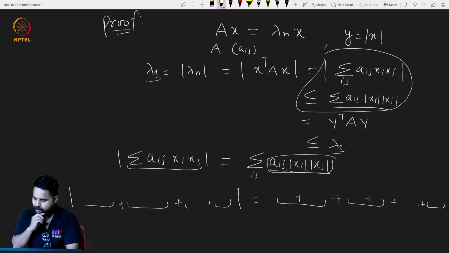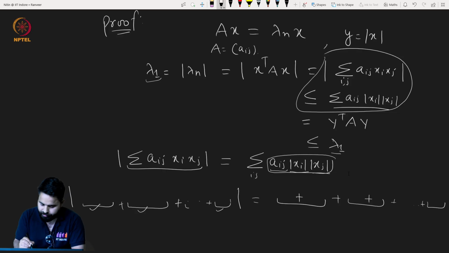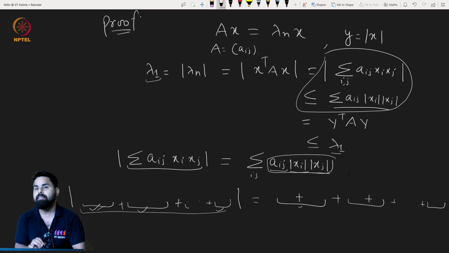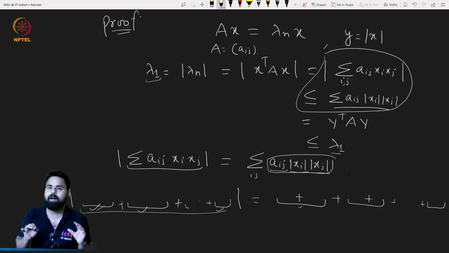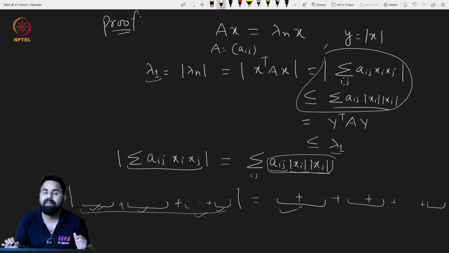Okay, now all these terms are plus, right? If equality is to happen, since aij is positive, or more precisely non-negative, if both sides of this sum have to be equal, then each and every term must have the same sign. Either all of these terms are plus, or all the terms are minus, right? Otherwise there will be cancellation. If some terms are plus and some are minus, then there will be some cancellation, and this side will not be equal to this side.